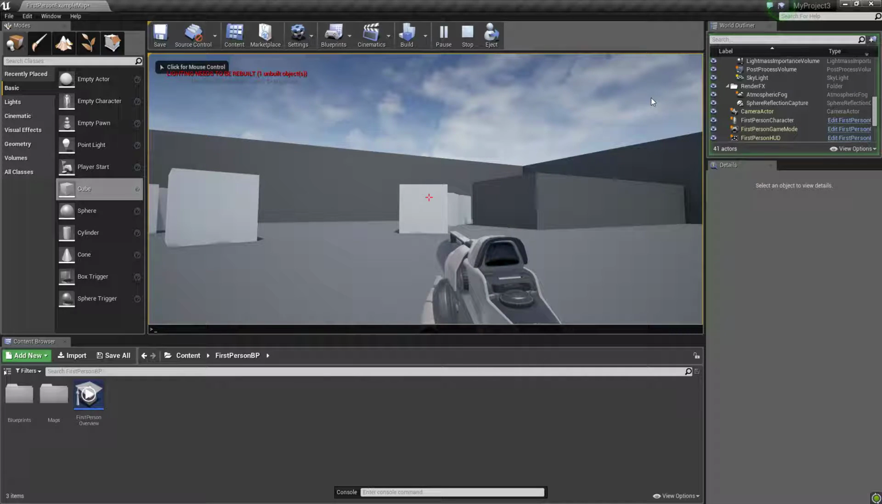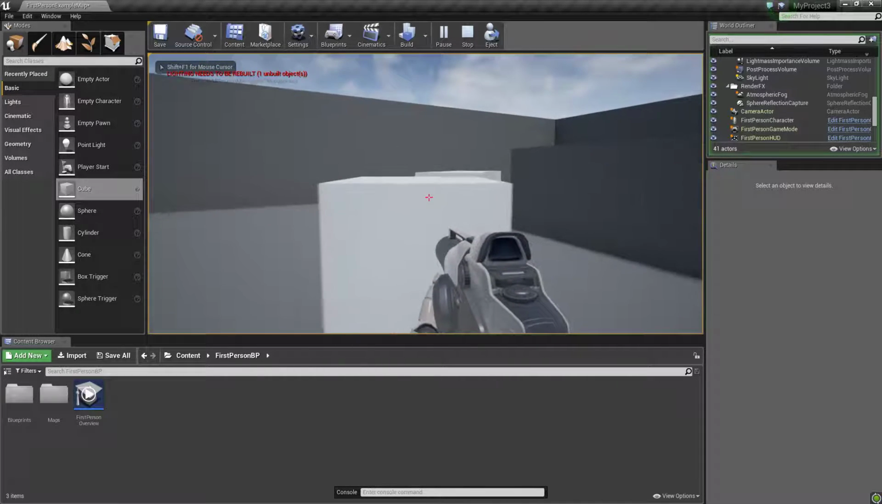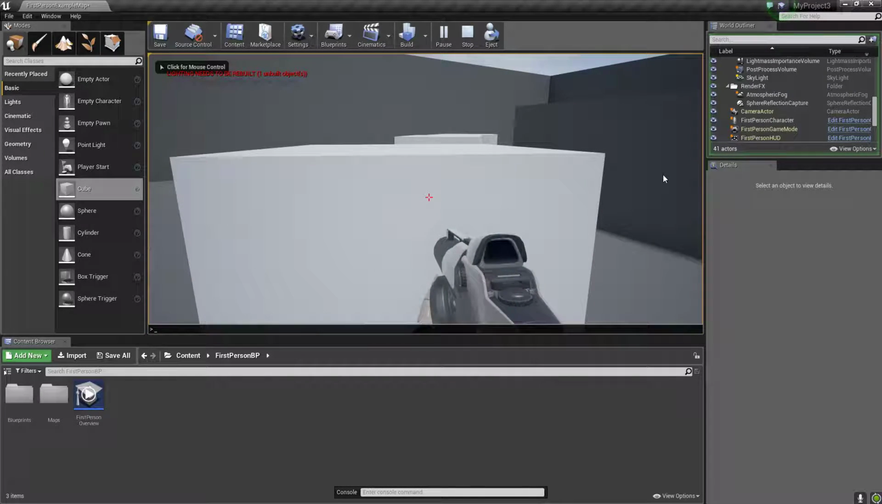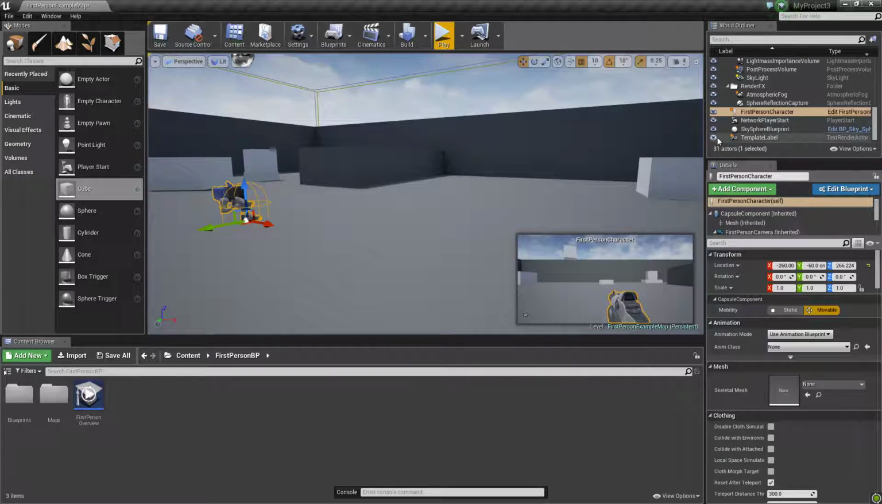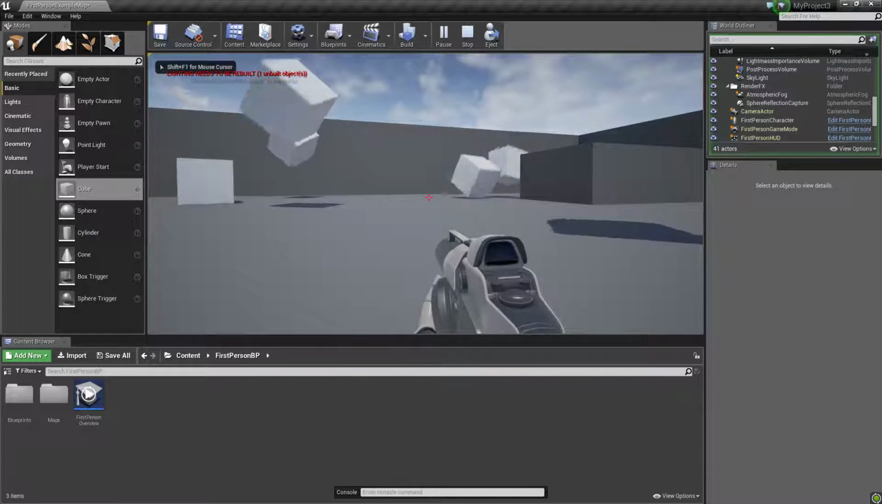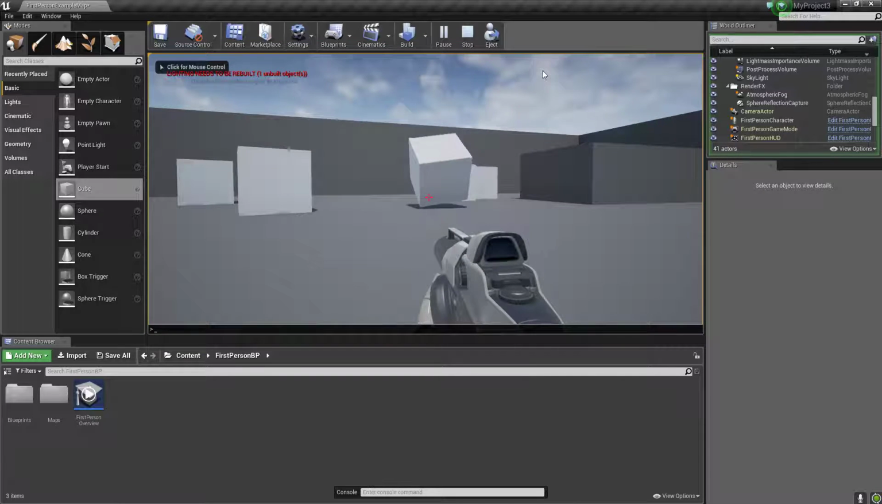We need to move some of these blocks. So how would you move? Running into them doesn't work. Let's try shooting them. We're going to try that again.